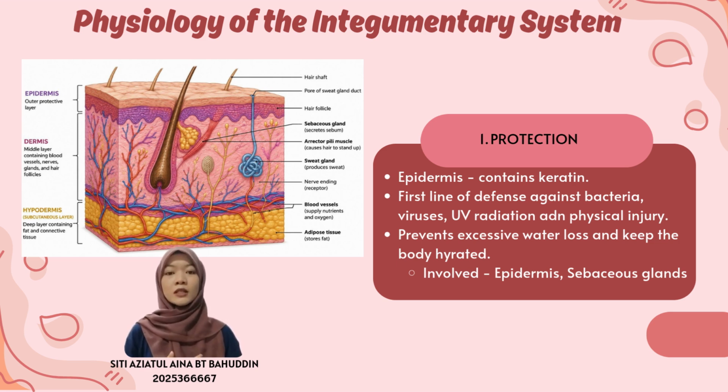The skin, especially the epidermis, acts as the body's first line of defense. It forms a waterproof barrier that protects us from bacteria, viruses, harmful chemicals, UV radiation, and also physical injuries. The epidermis also prevents excessive water loss, which helps to keep the body hydrated. In addition, the sebaceous glands produce sebum, which keeps the skin soft and helps reduce bacterial growth.